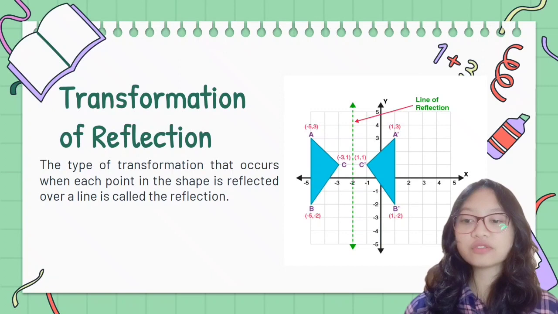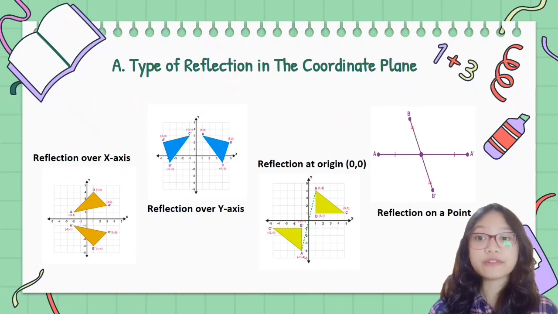The reflection transformation may be in reference to the coordinate system x and y axis. There are four types of reflection in the coordinate plane. The first is reflection over the x-axis. When a point is reflected across the x-axis, the x-coordinate remains the same, but the y-coordinate is transformed into its opposite sign. Therefore, the reflection of the point (x, y) across the x-axis is (x, -y).